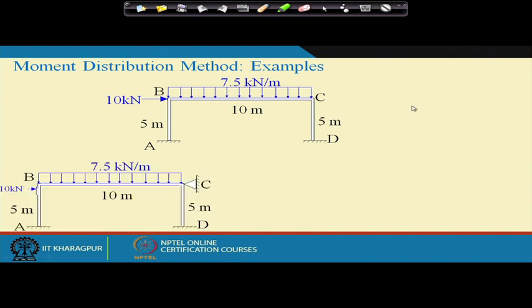One is a problem which has no side sway. The side sway is restricted by providing a hinge, a support at C, which gives essentially a horizontal reaction. Now since there is no axial deformation, providing only a support at C will prevent the side sway.